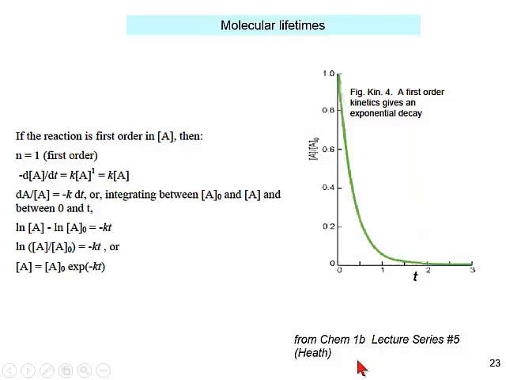This also reminds us of Chem 1B. This is when Jim Heath taught the course. So if a reaction is first order in a reactant A, then the rate of disappearance of A with time is equal simply to a rate constant times the concentration of A. And if we integrate between A0 and infinity, we come out with the concentration of our reactant decays exponentially with time with a rate constant or an inverse time constant equal to K.